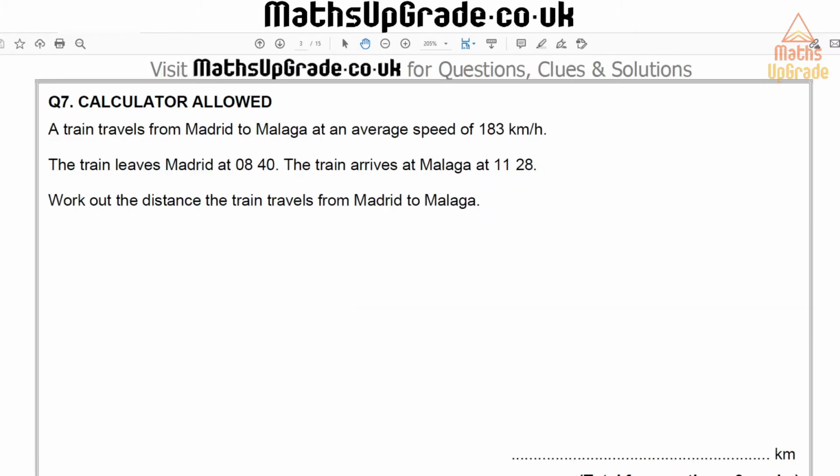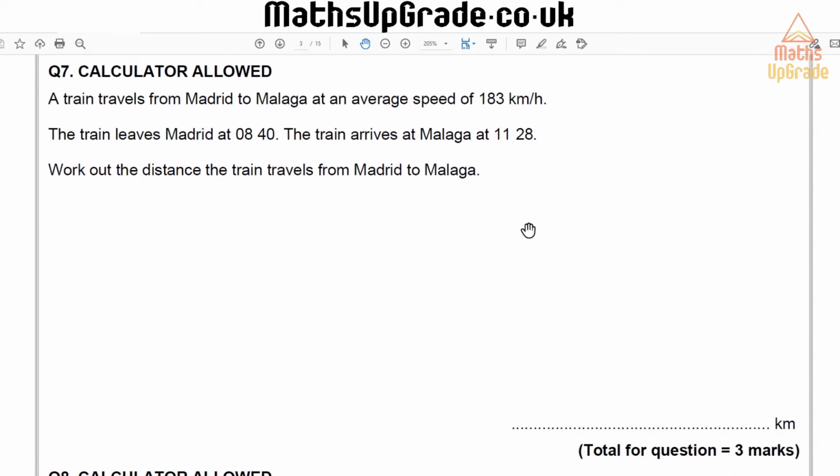Question 7. A train travels from Madrid to Malaga at an average speed of 183 kilometers per hour. The train leaves Madrid at 8:40 and it arrives at Malaga at 11:28. Work out the distance the train travels from Madrid to Malaga. So that whole question there is worth 3 marks.